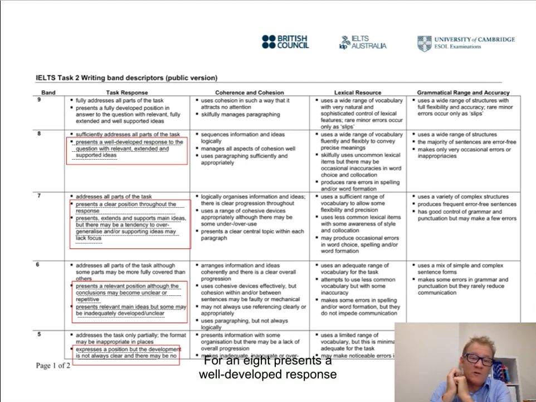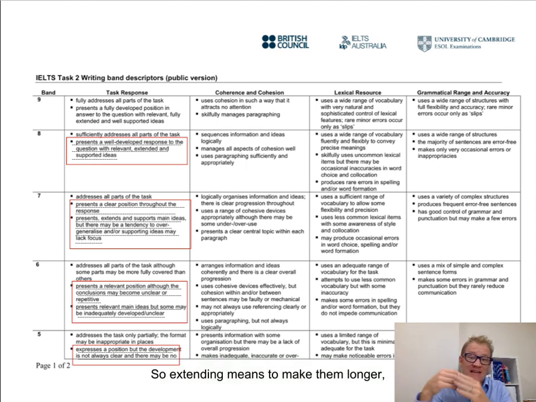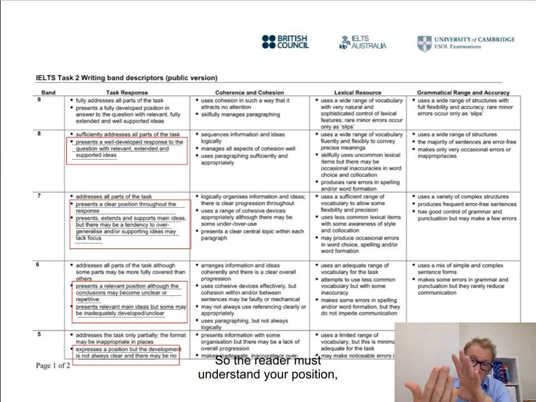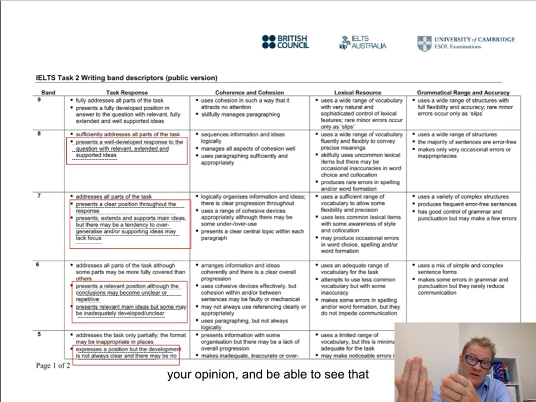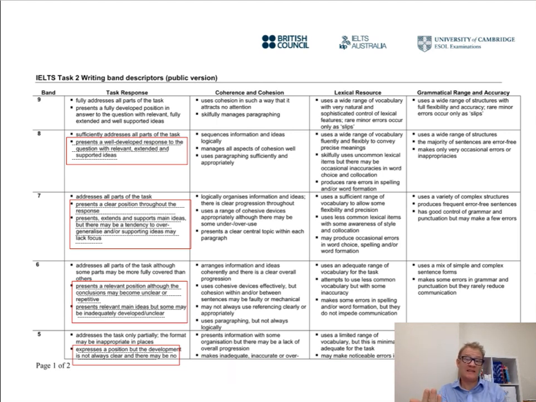For an 8, presents a well-developed response to the question with relevant, extended and supported ideas. So extending means to make them longer, and supporting. So we need to give more information and support. 7, look, presents a clear position throughout the response. So the reader must understand your position, your opinion, and be able to see that all the way through your essay.